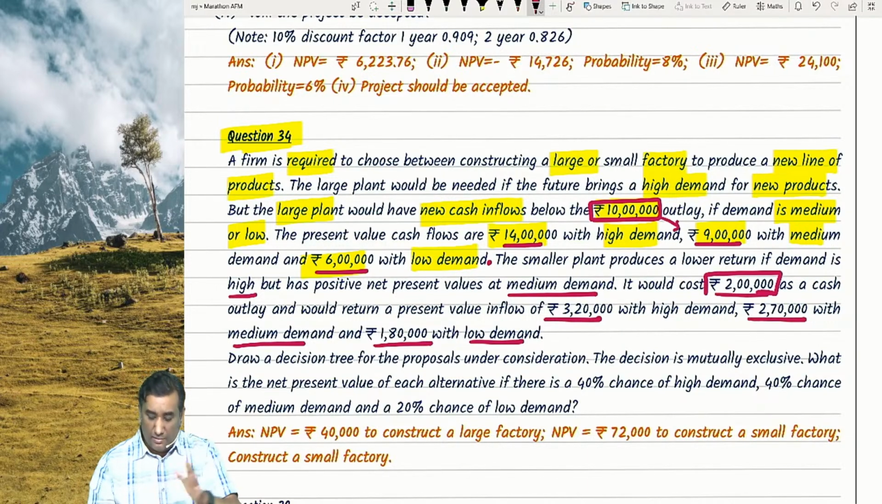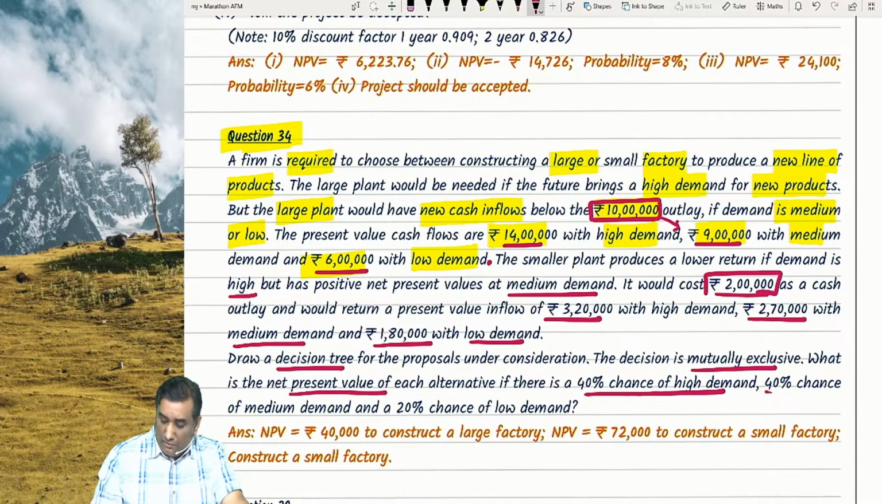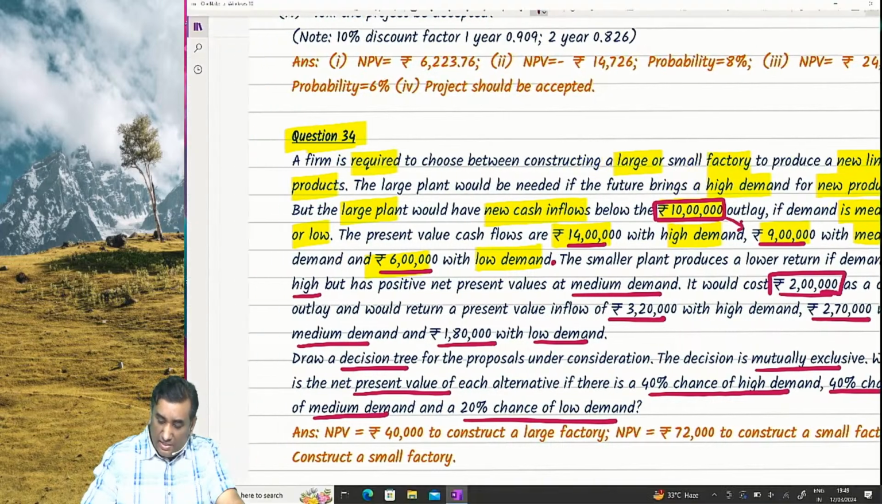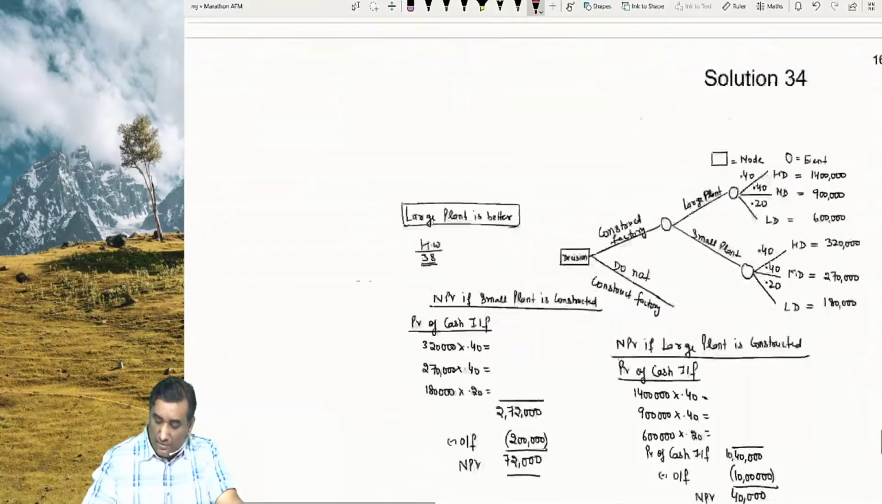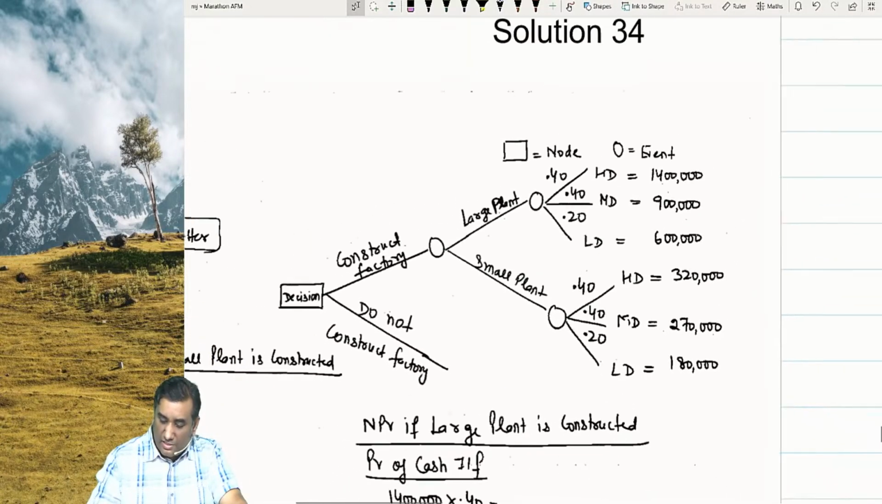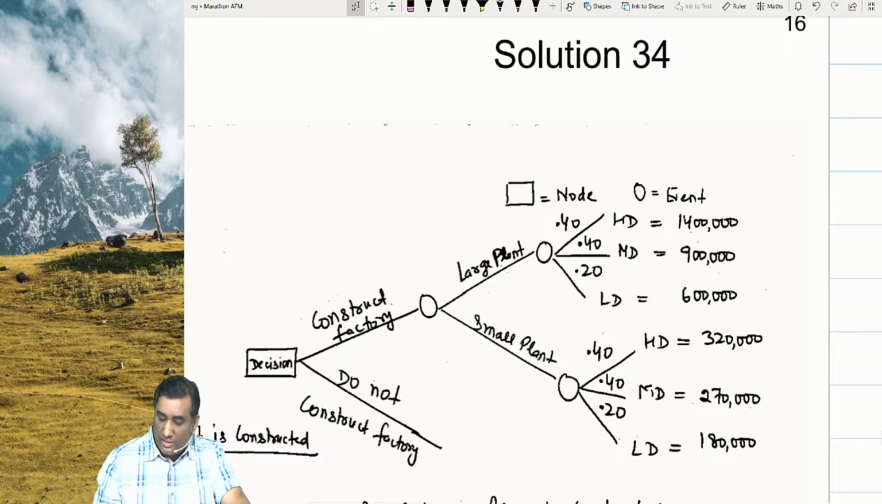So basically I can construct my tree easily, with high demand, expense, and what are my inflows? With medium demand, inflows. Draw a decision tree. This is actually a decision tree. The decision is mutually exclusive. What is net present value of each of the alternatives? If 40% chances of high demand, 40% chance of medium, and 20% chance of what? Low demand. Actually, correct decision tree is this. If I speak perfectly well, we say decision is not about large and small. If large and small both give me the negative answer, then I will not even construct a factory.